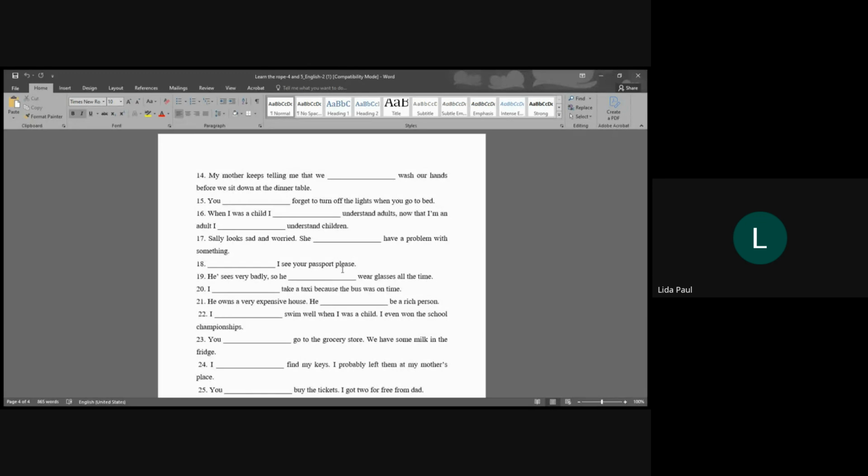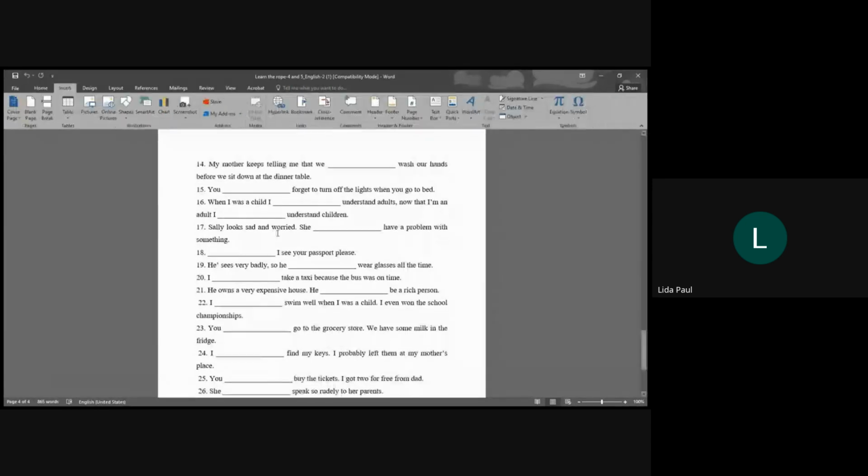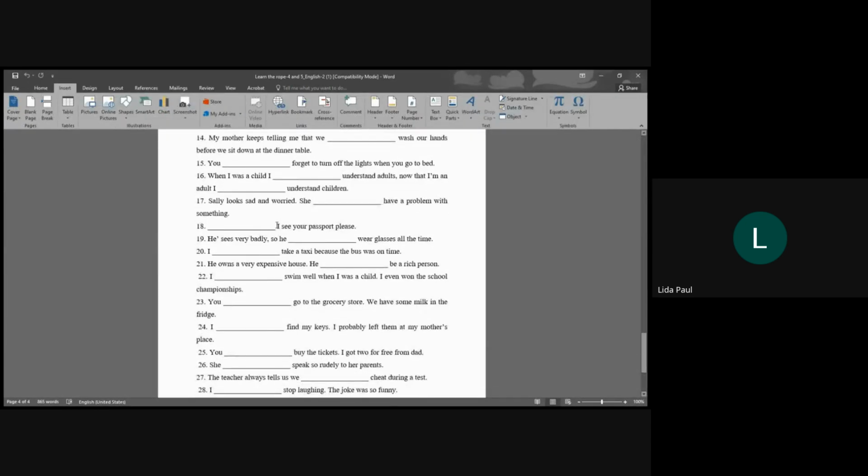Okay, 16th one. When I was a child, I dash understand adults. Now that I am an adult, I dash understand children. Interesting sentence. Couldn't. When I was a child, I couldn't understand adults. Yes, your lack of ability to understand adults, correct? Now that I'm an adult, I can understand children. Could.